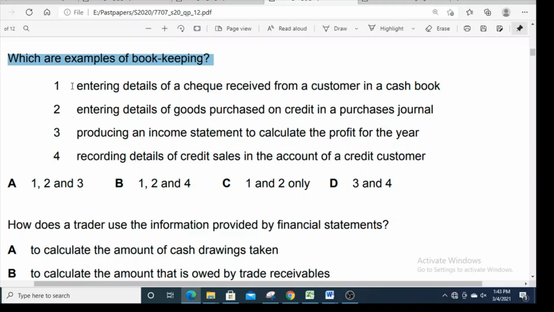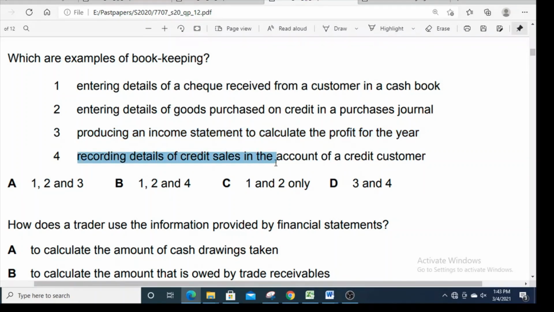So, option number 1, entering details of a check received from a customer in a cash book. Yes, because we are recording it in a book of prime entry. Entering details of goods purchased on credit in purchases journal. That's also part of bookkeeping. Producing an income statement to calculate the profit for the year. Preparation of financial statement is part of accounting. So number 3 is accounting, not an example of bookkeeping.